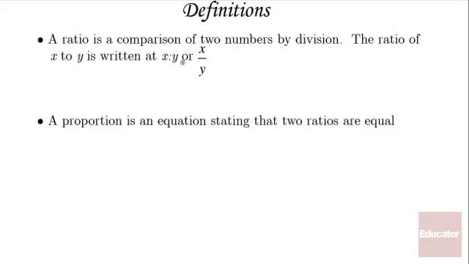A proportion is an equation stating that two ratios are equal. For example, y over 3 equals z over 5 is a proportion. It's stating that these two ratios are equal. 1/4 equals 3/12 is also a proportion. Here we have one involving a variable, the other is just numerical terms.